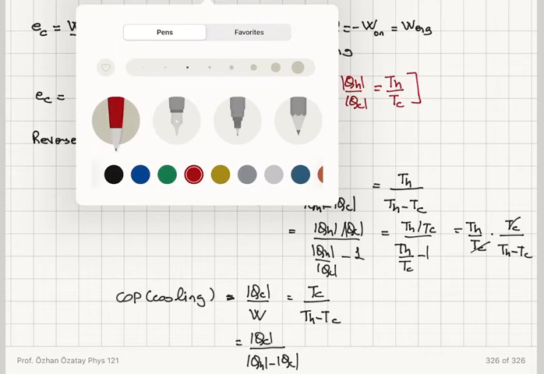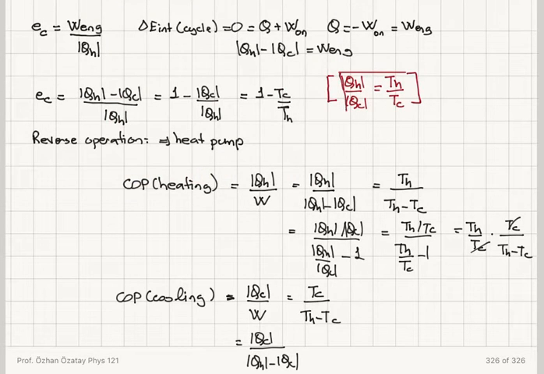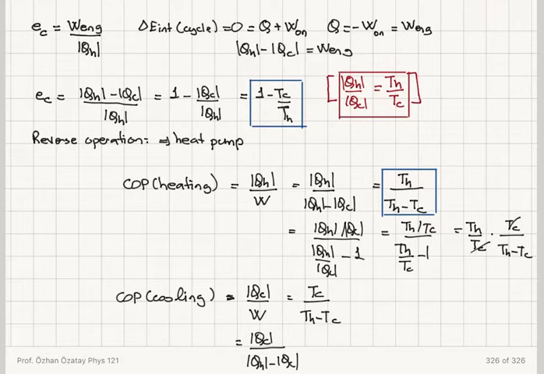Alright, so this is a very important relationship. The ratio of the heat absorbed and released is Th over Tc, and it gives me the efficiency of the Carnot cycle as 1 minus Tc over Th. Operated as a heat pump, coefficient of performance heating mode is Th over Th minus Tc, and coefficient of performance cooling mode is Tc over Th minus Tc. Now let's show that that is indeed the case.